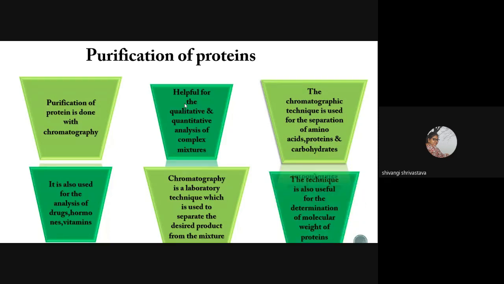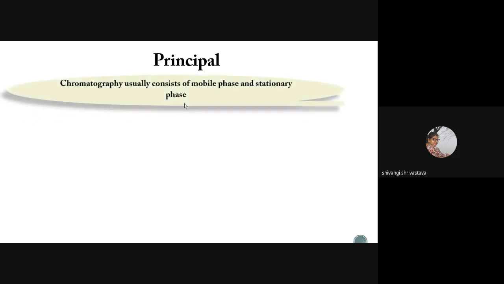The technique is used also. The most important use of chromatography is the determination of molecular weight of any protein. So what is the principle of chromatography? Chromatography consists of two phases. First one is the mobile phase and second one is the stationary phase. So here is the concept of adsorption which takes place in the principle.